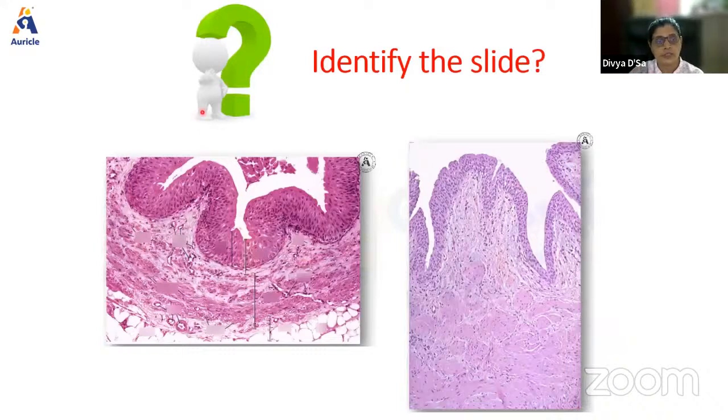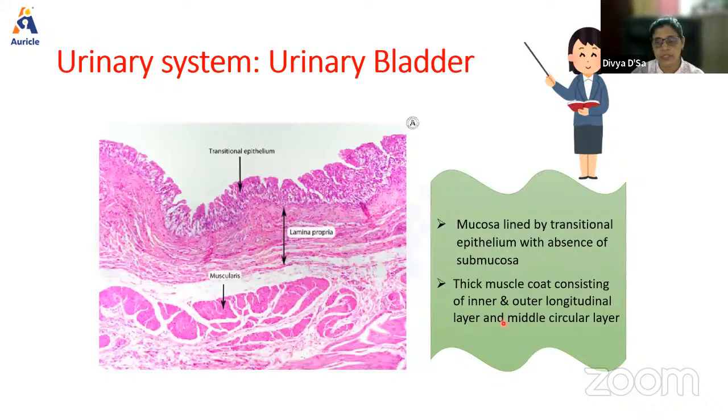Now this slide. Here it looks like stratified epithelium, yes. But if you see the topmost layer of cells, they do not look like squamous. They look a little like ballooning cells, isn't it? So when we see that, it is transitional epithelium. And down here, this is all muscle layer, and the muscle layer is a little thicker. So when we see these two things, it should be identified as the urinary bladder.